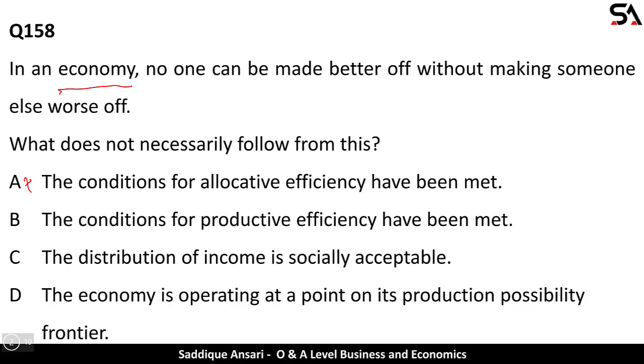The conditions of productive efficiency have been met. This is not the answer. The distribution of income is socially acceptable. This will be the correct answer because distribution of income is a topic of equity and not the topic of efficiency. The economy is operating at a point on its production possibility frontier. This cannot be the answer. So C is our answer.